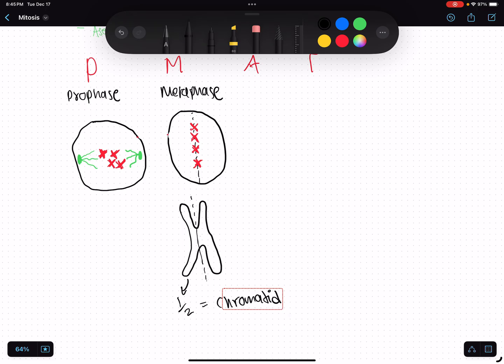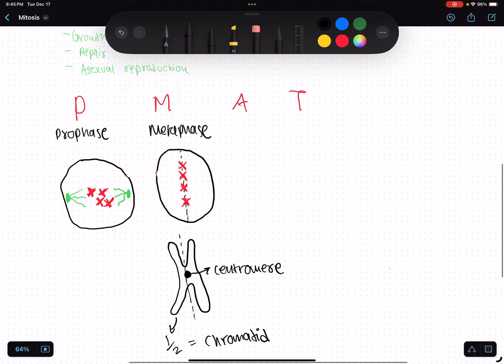A centromere is essentially the joining point. This is where the two sister chromatids are held together to form a complete chromosome. So this point over here is called the centromere. Now, the spindle fibers that we were talking about earlier attach to the centromeres of each of the chromosomes. Now that I've explained where the centromere is, you can visualize these spindle fibers attaching to those centromeres on either side. Like so.